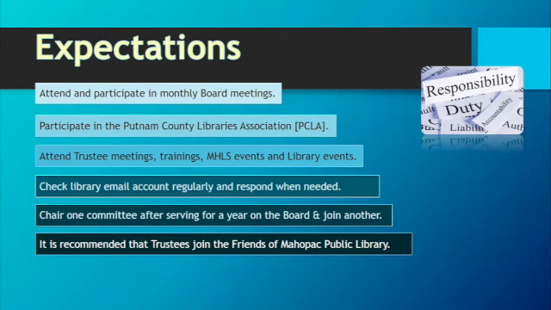It is recommended that the trustees join the Friends of Mahopac Public Library. The Friends of Mahopac Public Library raise funds for the library through book barn sales and special events. It's recommended that trustees show their support for this group by becoming a member. A Mahopac Library board member attends a monthly meeting of the Friends. Board members sign up for a date that will work best for them.